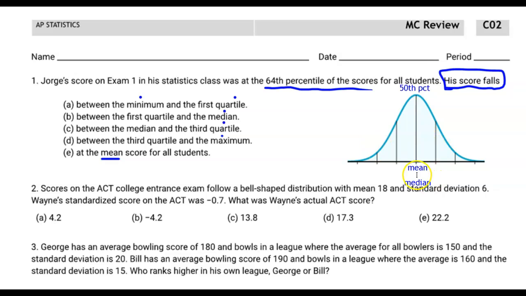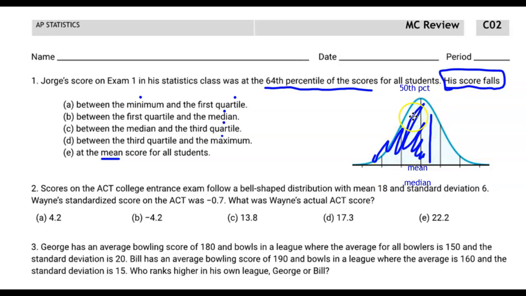Well, here we see a normal curve, and we know that the mean and the median in a symmetric distribution are going to be at the same place. They're going to be at the center of that distribution, the peak. We know that that is the 50th percentile because that means that 50% of the data lies below that value. All right, so the 64th percentile must be a little bit higher than that. Keep in mind that the 64th percentile is going to probably be somewhere in this range here, so that 64% of the data is below it.